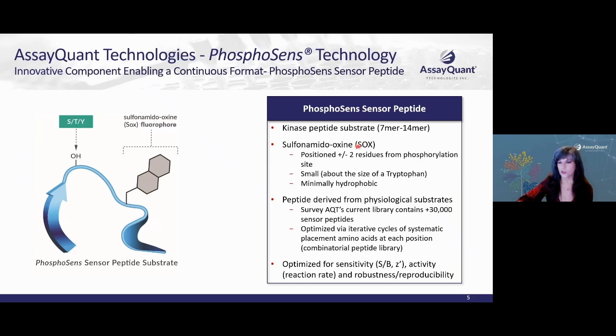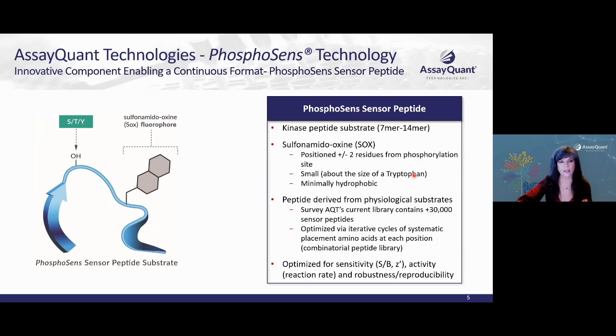The SOX molecule is covalently attached, usually plus or minus 2 residues from the site of phosphorylation. It can be as far away as 5, but generally plus or minus 2 residues. Now, an important note: the SOX molecule itself is very small. It's about the size of a tryptophan.